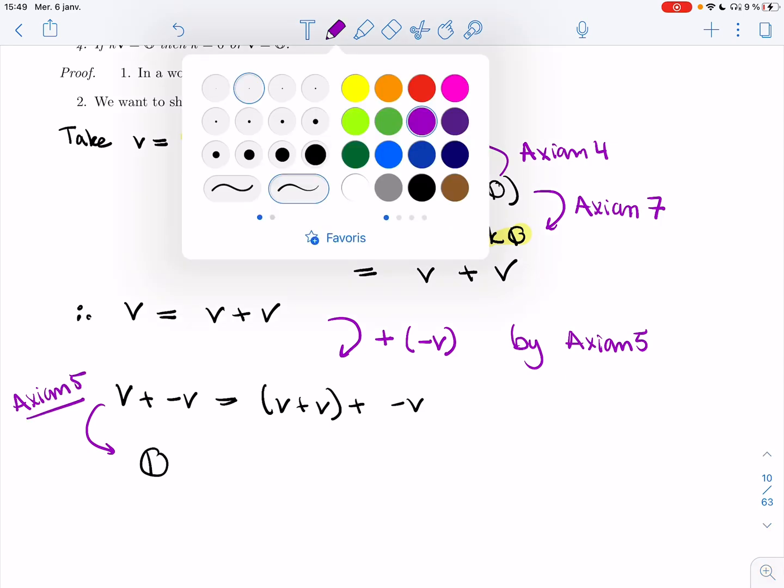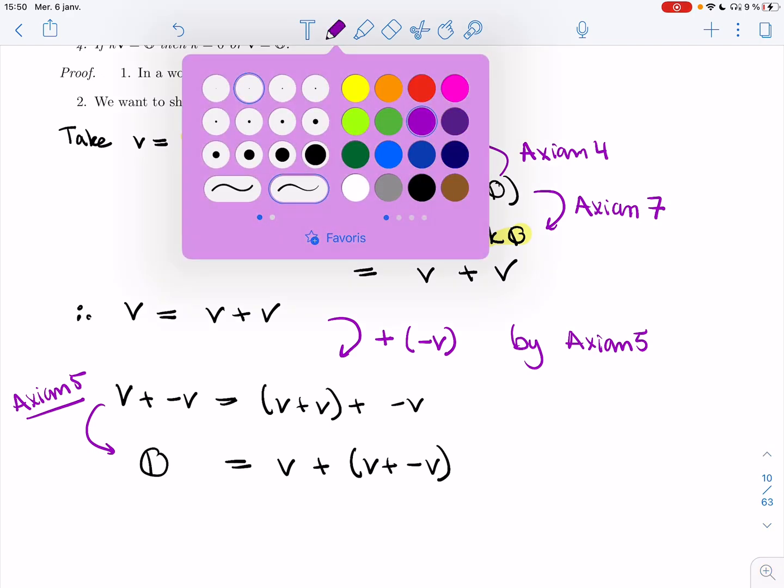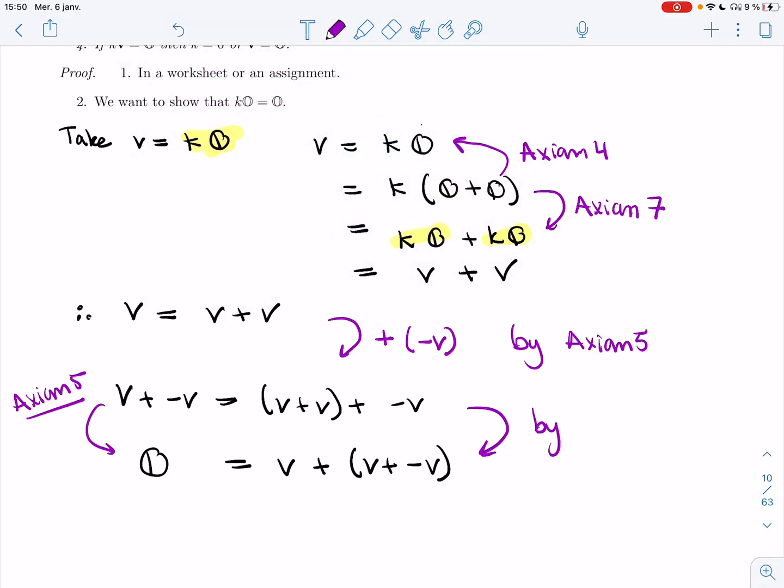Just by the way, it's really helpful to have the axioms next to you. I'm not going to show you a split screen because it would get too small, but please have the list of axioms so you can follow along. And then here, I need to parenthesize this in a different way. So I'll want to write that this is equal to this, and that I can do by axiom 3.